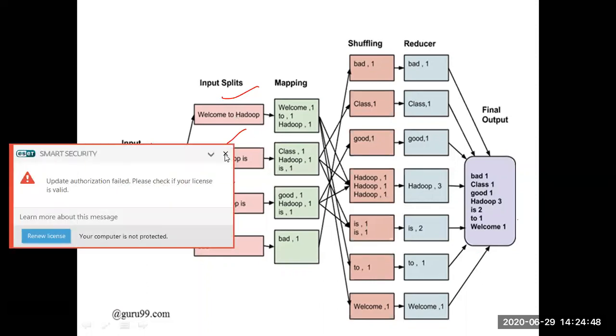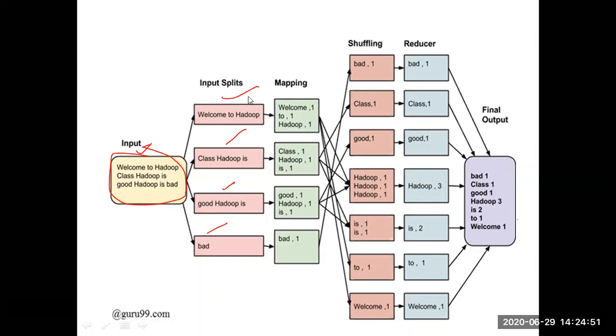Split 4. Clear? That is the input splits. The first phase is the splitting of the input file. Since the data is very huge, the data is split into 4 parts. After the splitting phase is over, next, what will happen?